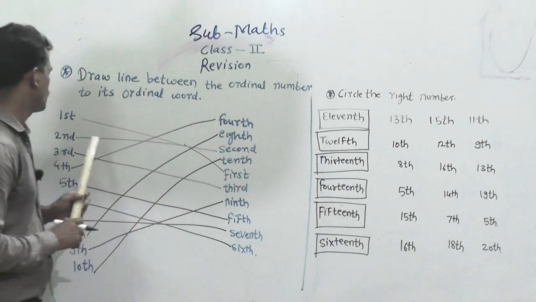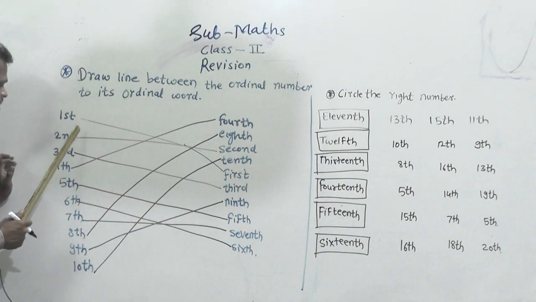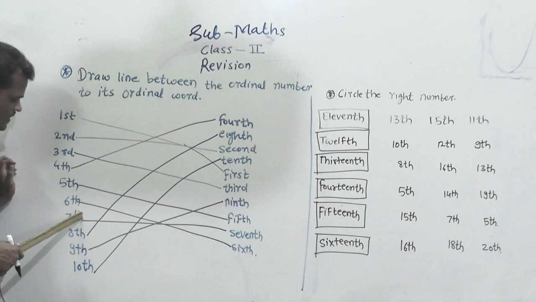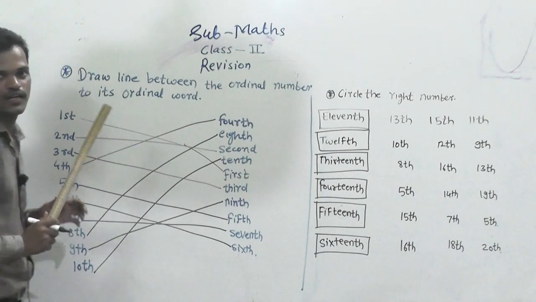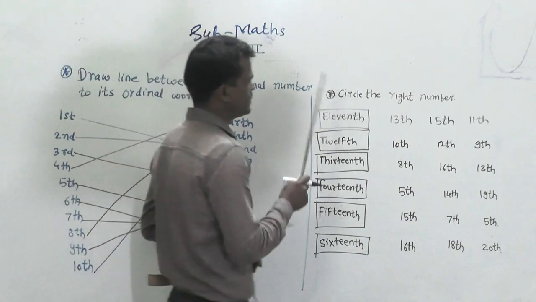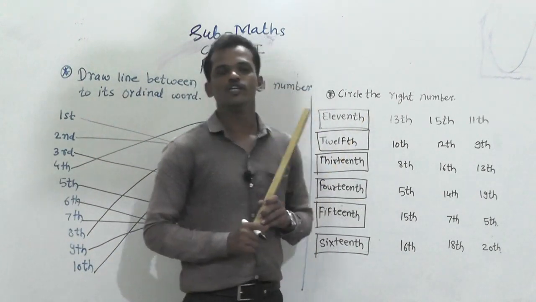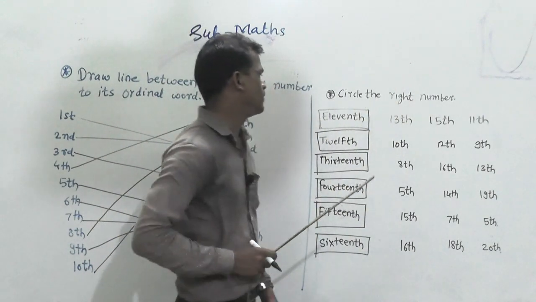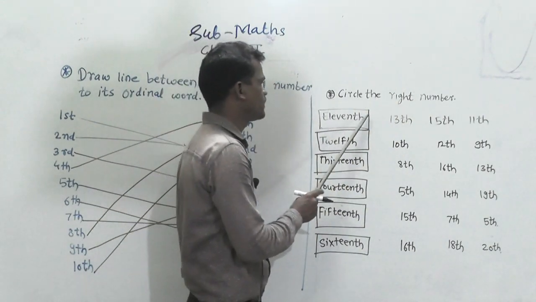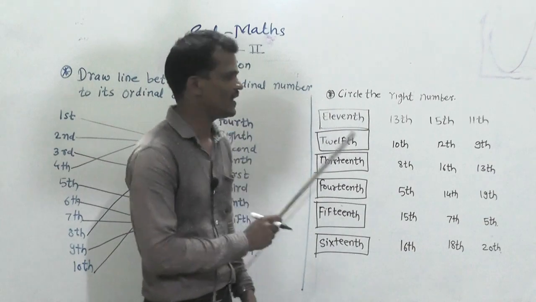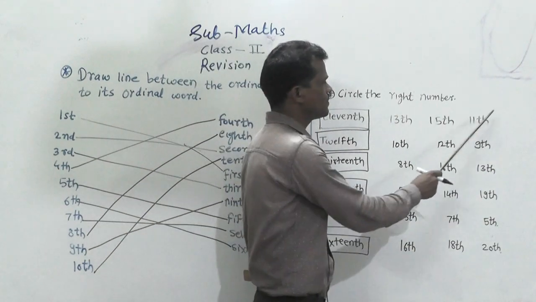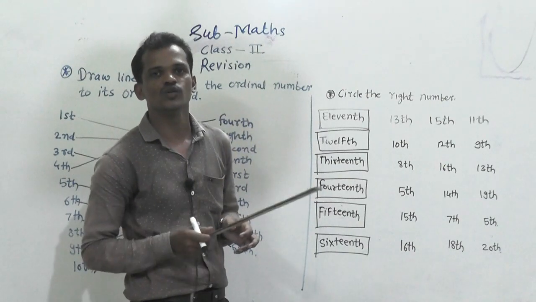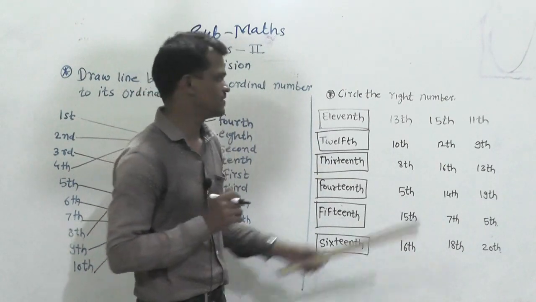Okay, so read once again: first, second, third, fourth, fifth, sixth, seventh, eighth, ninth, and tenth. Okay, then next question: revision paper, page number 2. Circle the right number. Here ordinal numbers are given in words, and here ordinal number representation is given, and you have to encircle the correct representation.